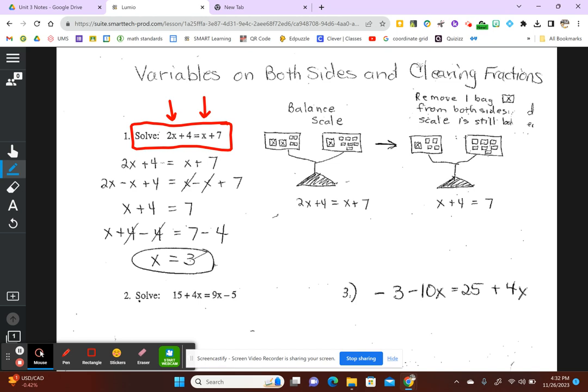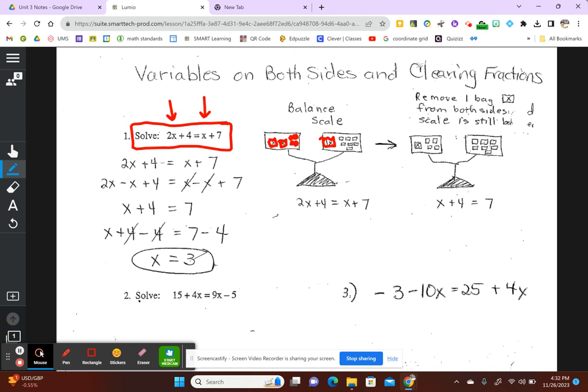We can think of this as 2x. We don't know what x is. So these little bags have something in them, and that's x. Plus, I have 4 little blocks. So it's 2x plus 4 on this side. And I just have 1x on this side and 7 blocks.